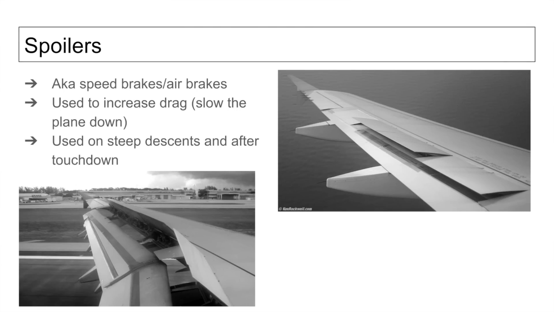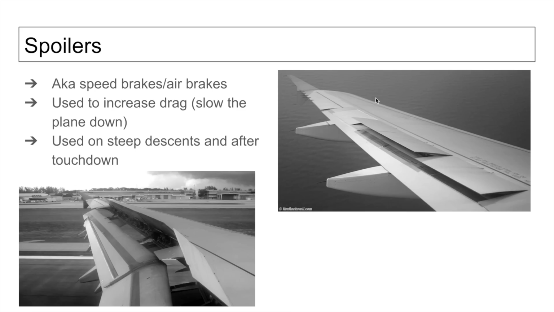Lastly, there's spoilers. I don't know if you can call this a control surface, but almost all large aircraft have spoilers. Spoilers are also known as air brakes or speed brakes. They're used to increase drag and sometimes decrease lift if they're air brakes. Spoilers usually describe control surfaces that increase drag, while air brakes, speed brakes, dump lift. Spoilers are used on steep descents and to help the plane stop.